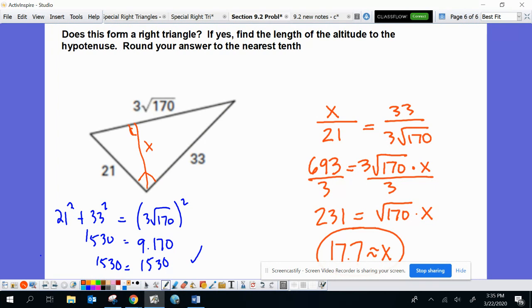So hopefully that recap helps you as you look at using the Pythagorean theorem, using our go-to move, and then being able to find the altitude in a problem like this when it's not explicitly drawn for you.